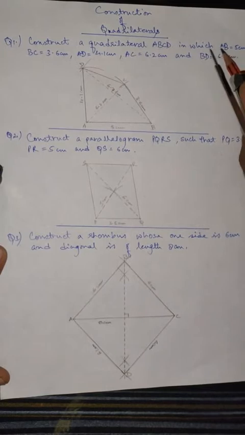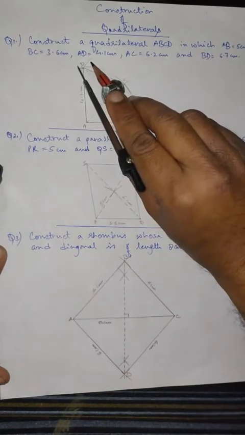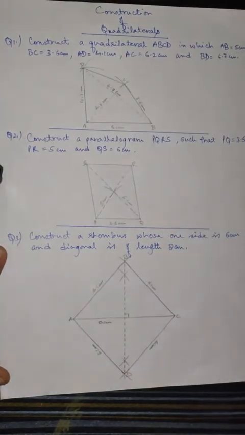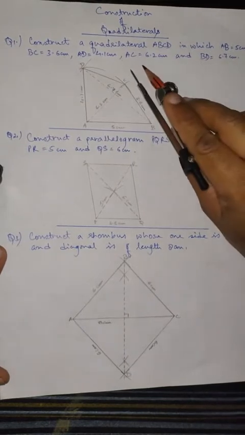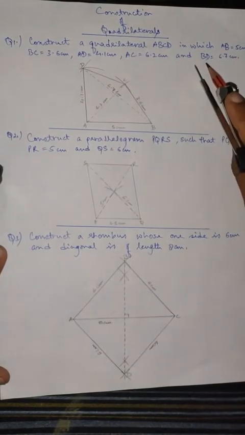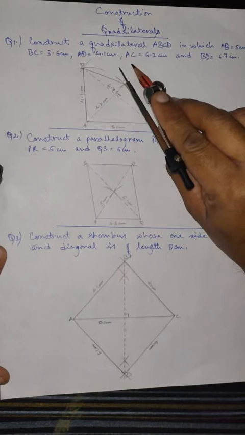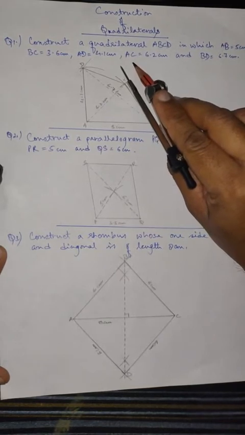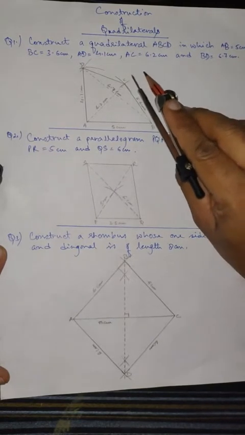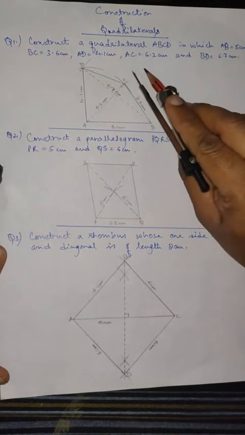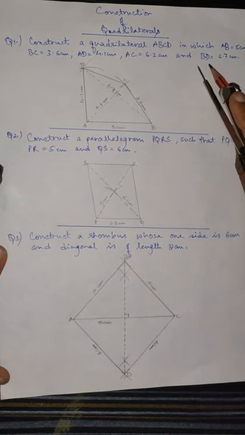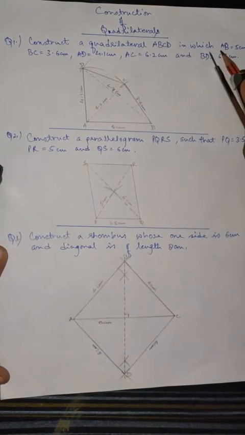So AB, BC and AD, these three are the sides of the quadrilateral, and AC and BD are the diagonals, because AC is the length given between opposite vertices, opposite endpoints. In this way we can recognize that this is a diagonal, and similarly BD is also the length given between two opposite vertices, so this is also a diagonal.